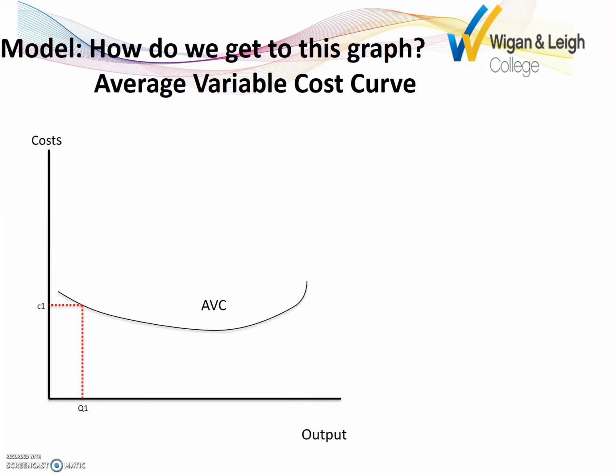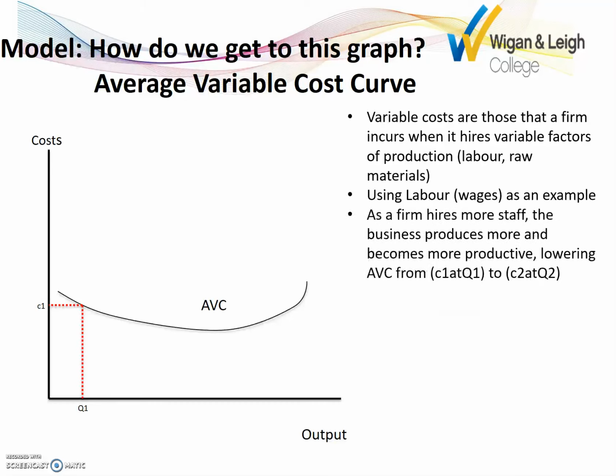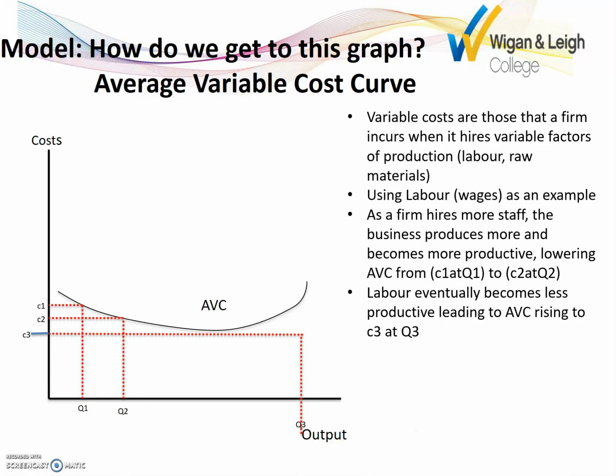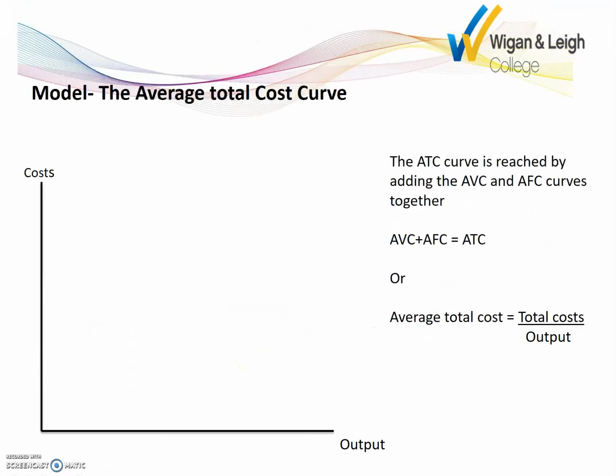Then we have the average variable cost curve again. So we can see our issues here. Variable costs are those a firm incurs when it hires variable factors of production, so labour, raw materials, etc. As we produce more and more, we start to see costs coming down every so often. Eventually we get to a point again where we reach our most efficient point, and then costs will start to creep up yet again. So once again, back to the idea of being too many staff or not enough work and being inefficient.